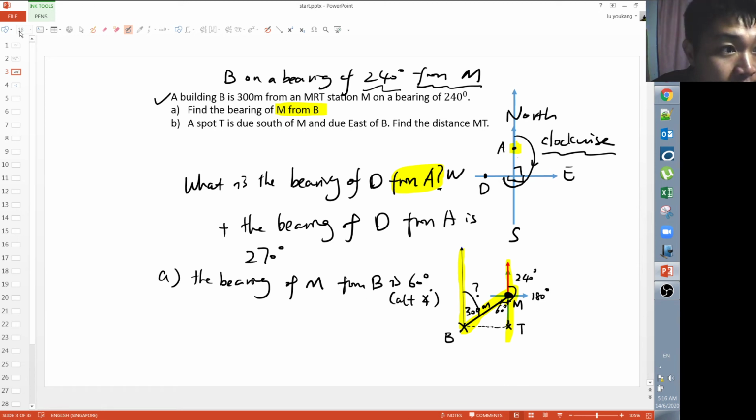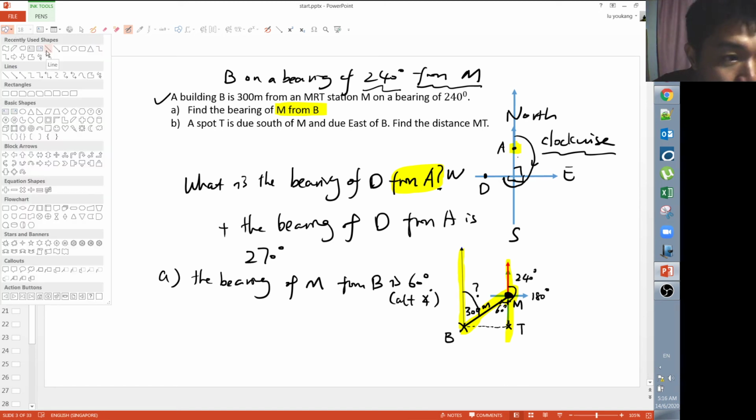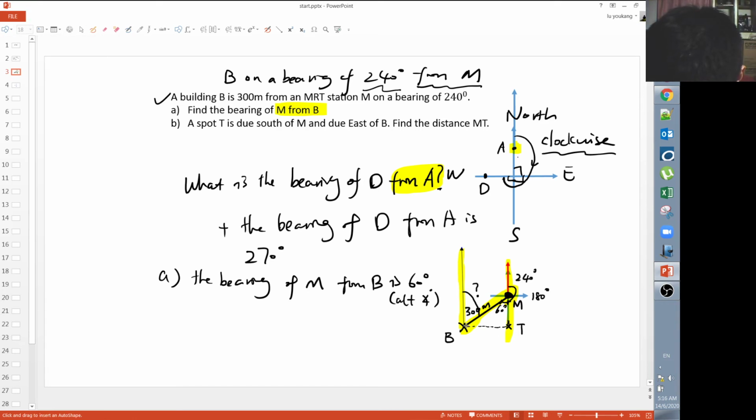Now you are asked to find. So let me link it up using a line. Now you are asked to find the distance MT. So that means you are asked to find this distance. What is this distance?